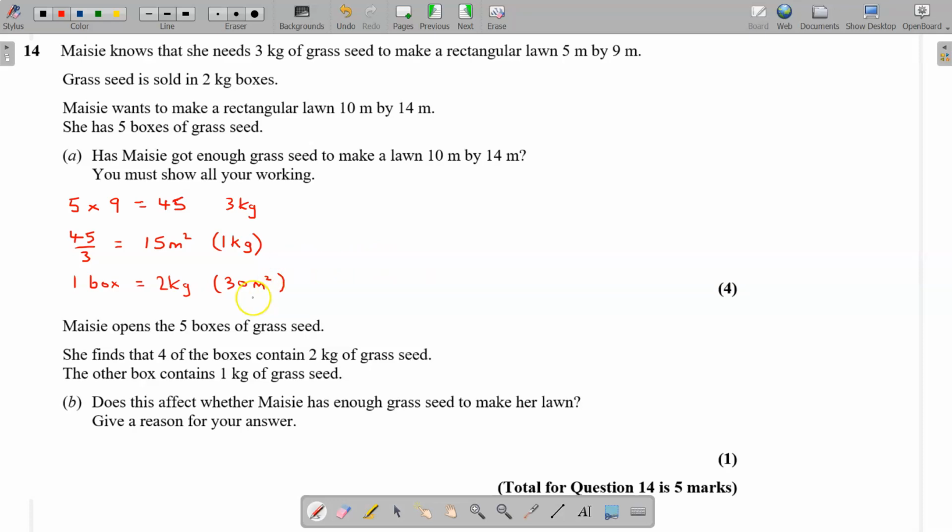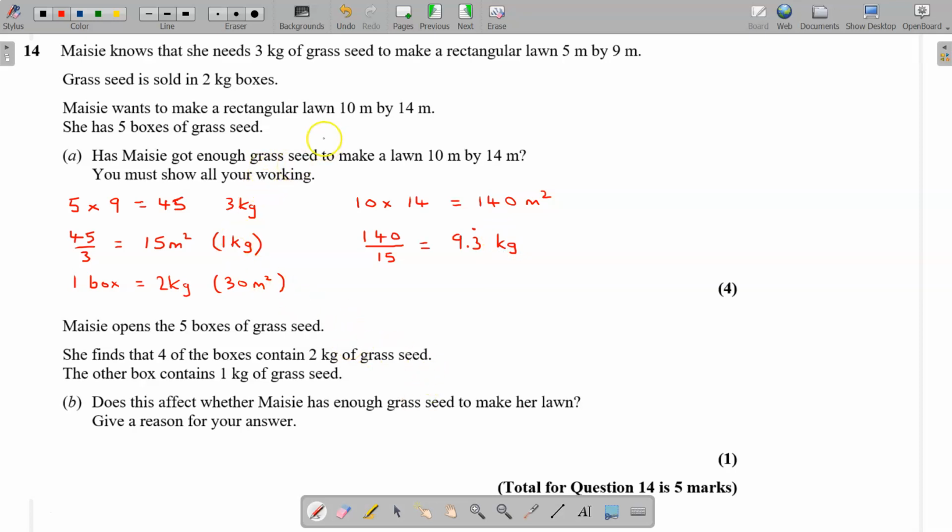Now she's got to cover a lawn 10 by 14, which is 140. So 10 by 14 equals 140. Now I'm going to find out how many kilograms she needs. So 140 divided by 15. And that gives me on the calculator 9 1/3, 9.3 recurring, kilograms. Now that's how many kilograms of seed she needs.